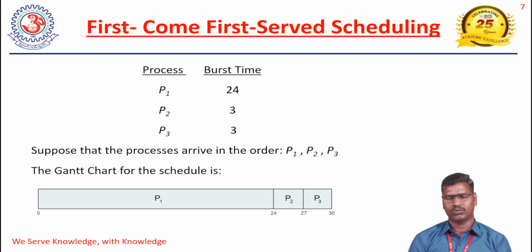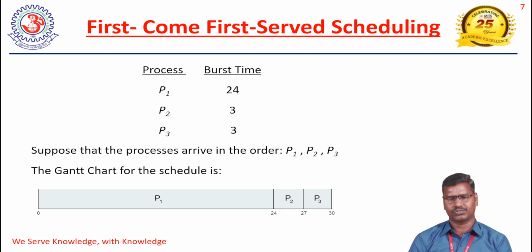Whatever processes are available in the ready queue, those processes will be entered into the CPU one by one, and each process is going to be completed. Okay, based on the conditions, this is applicable. Okay, let's go for an example.